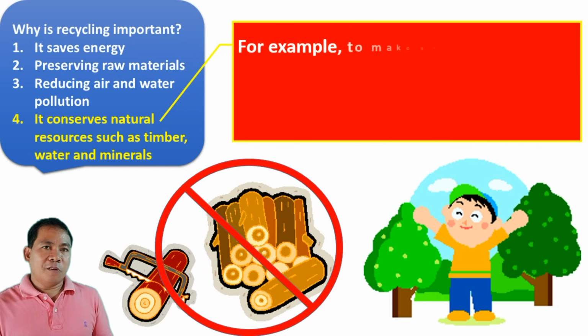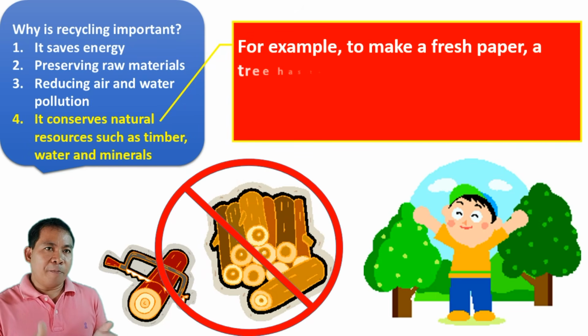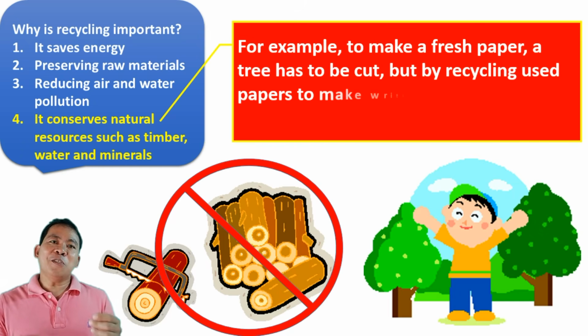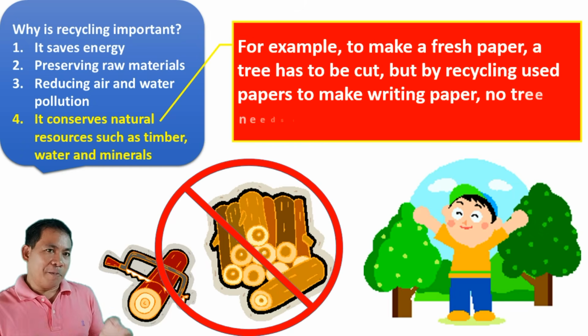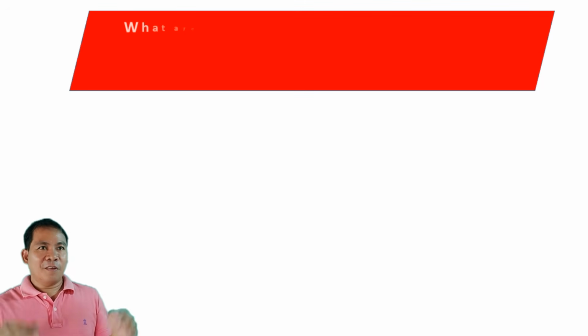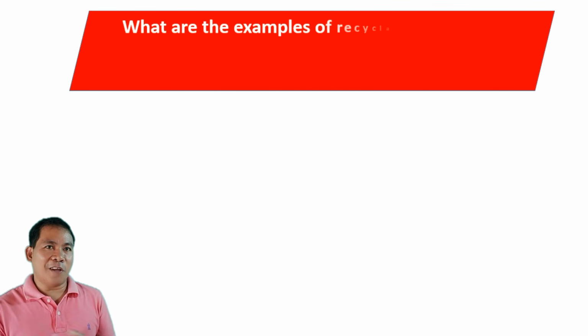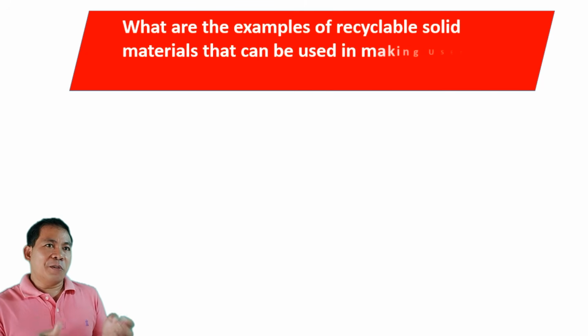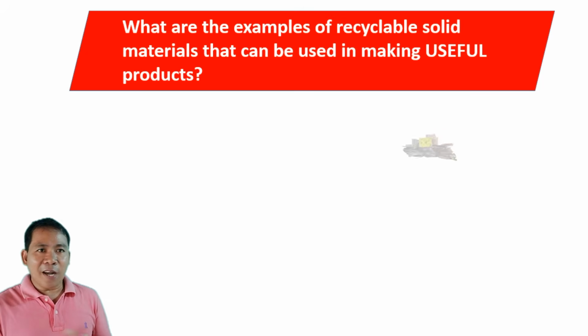For example, to make fresh paper, a tree has to be cut. But by recycling used papers to make writing paper, no tree needs to be cut anymore. What are the examples of recyclable solid materials that can be used in making useful products?